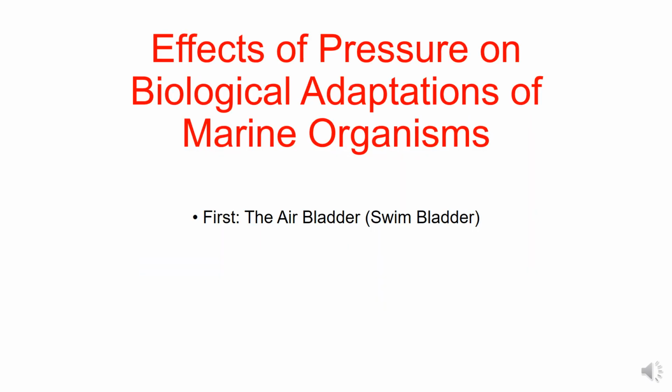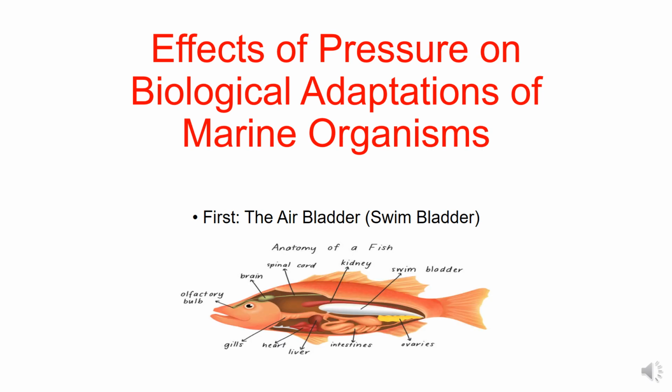Now we are going to discuss the effect of pressure on the biological adaptation of marine organisms. The first and most famous adaptation is the air bladder, or the swim bladder. As you can see in this photo, you can see the structure and anatomy of the fish, and you can see the swim bladder or the air bladder. It's colored white. This swim bladder or air bladder is an adaptation for the fish.